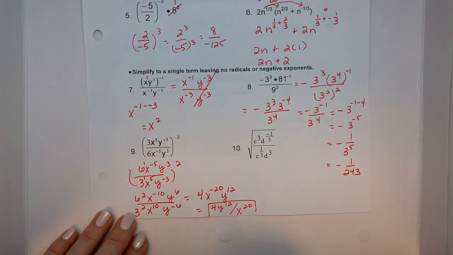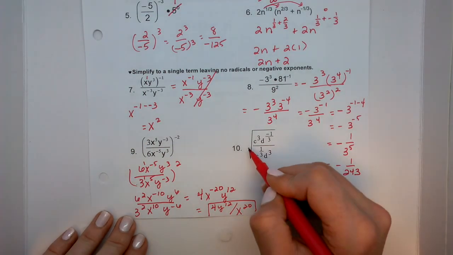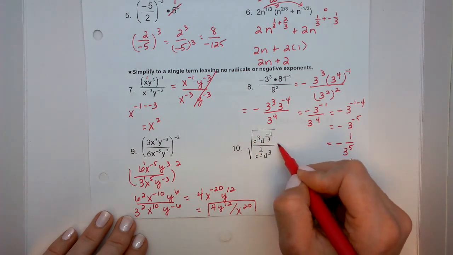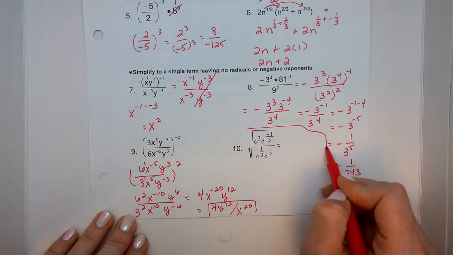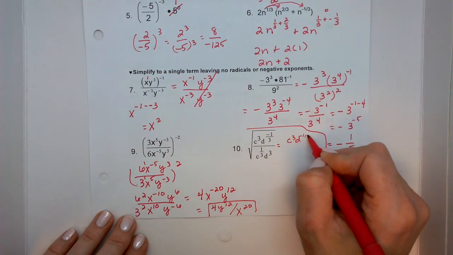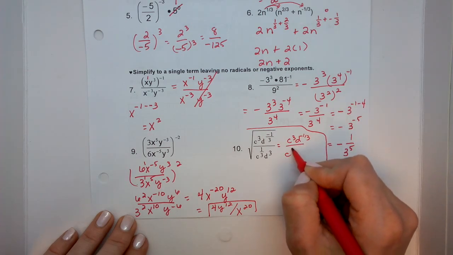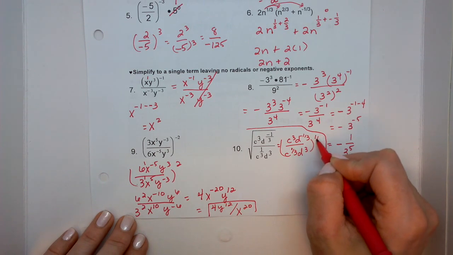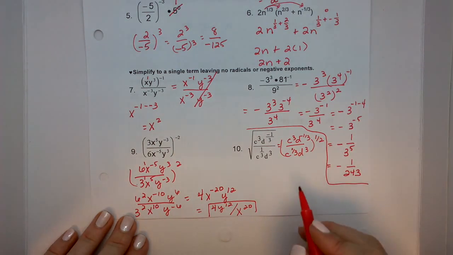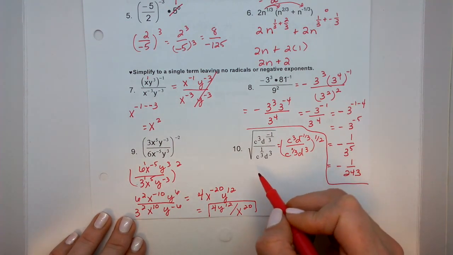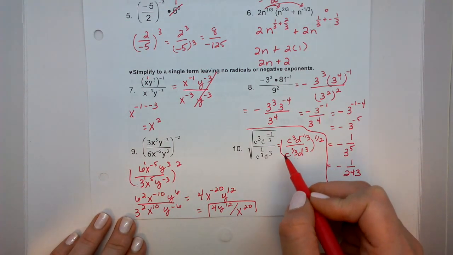Okay. On number 10, I want to start by taking this square root and rewriting it as an exponent of 1/2. Okay, so I have c cubed d to the negative 1/3 divided by c to the 1/3 d cubed, all raised to the 1/2. Again, a square root is an exponent of 1/2. A cube root would be 1/3, fourth root 1/4, etc.